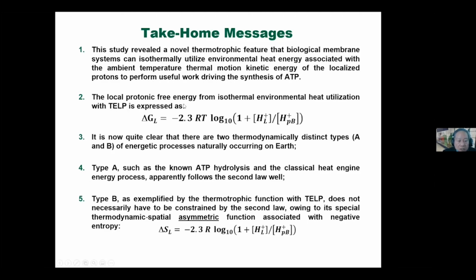And the local protonic free energy from isothermal environmental heat utilization with TELP is expressed in this equation I showed earlier. There are two thermodynamically distinct types of energetic process naturally occurring on Earth. Type A is what everybody is familiar with. Type B, as in my example in this talk, does not necessarily have to be constrained by the second law, owing to its special thermodynamic and spatially asymmetric function, as I showed in the membrane, associated with the natural entropy change. So thank you.